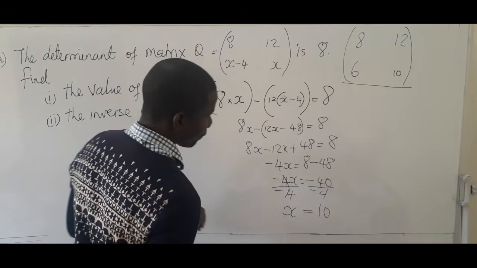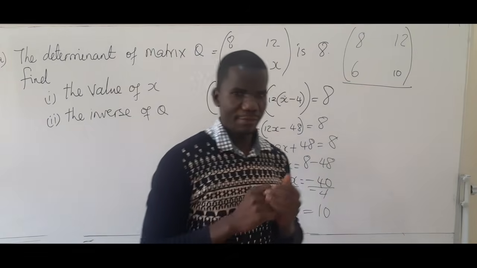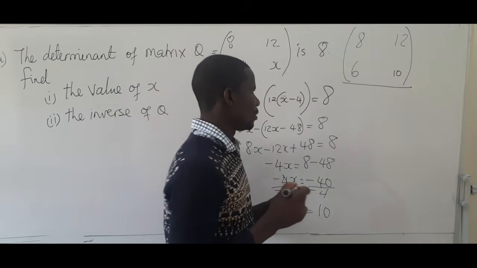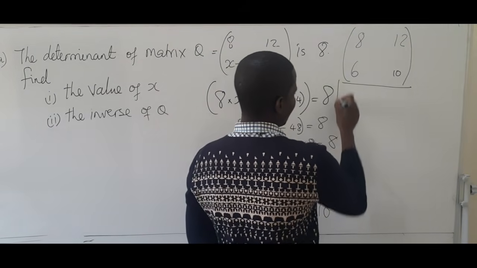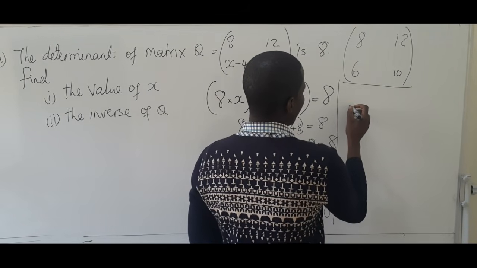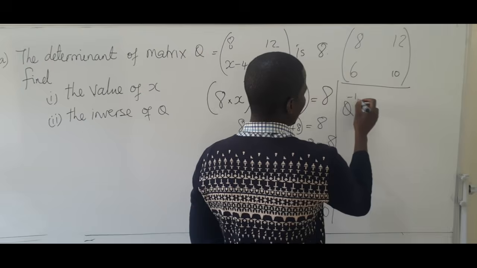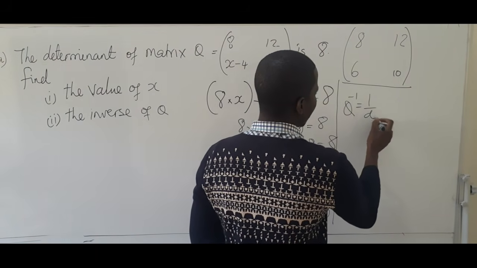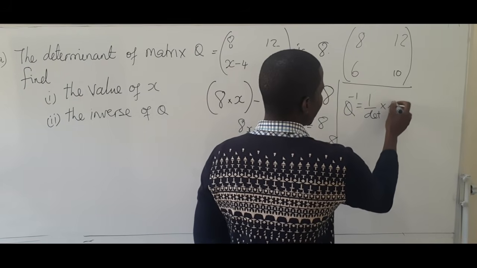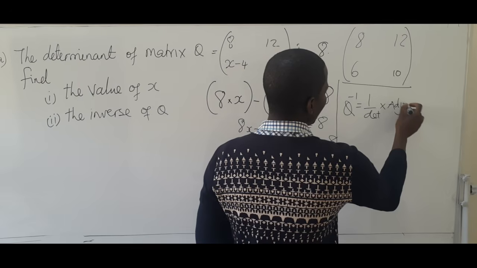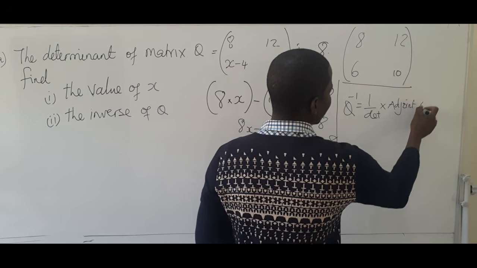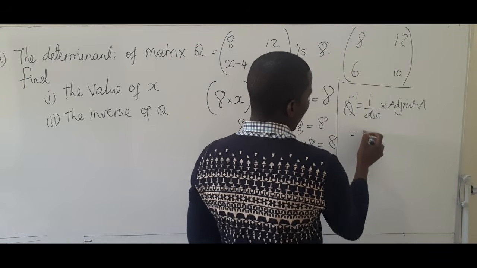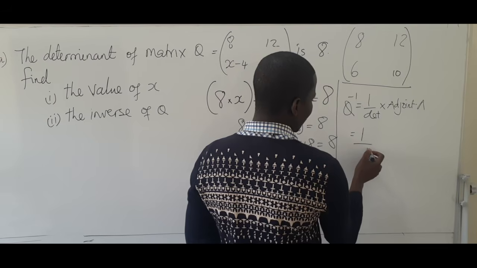Find the inverse of Q. How do we find the inverse of Q? To find the inverse, we say the inverse of Q is equal to 1 over the determinant multiplied by the adjoint of matrix Q. So 1 over the determinant. What is our determinant? 8.